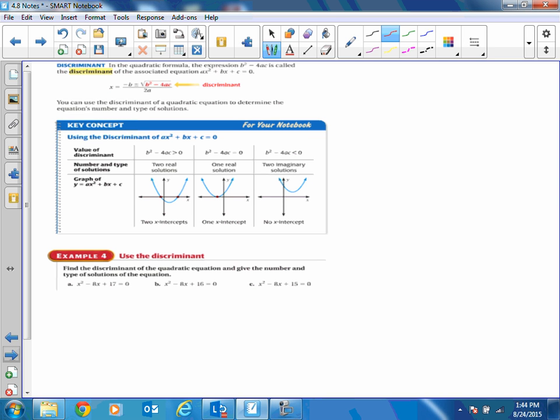So if I ever ask a question that says, give me the number and type of solutions of the quadratic function, you have to say either 2 is the number and real is the type, or 2 imaginary, or 1 real. So let's look at these real quick.